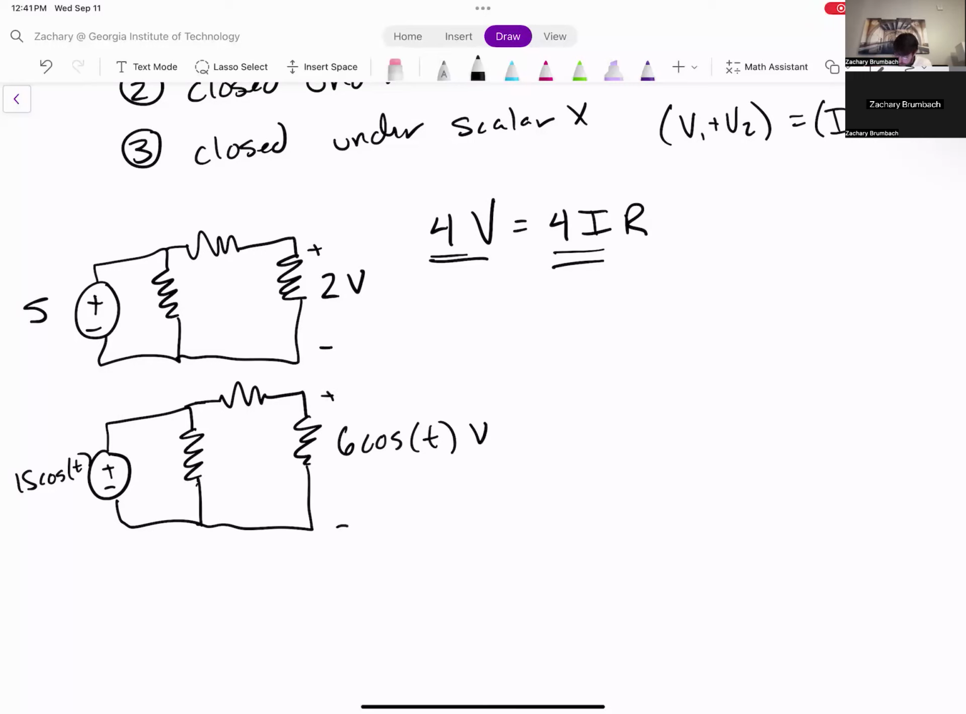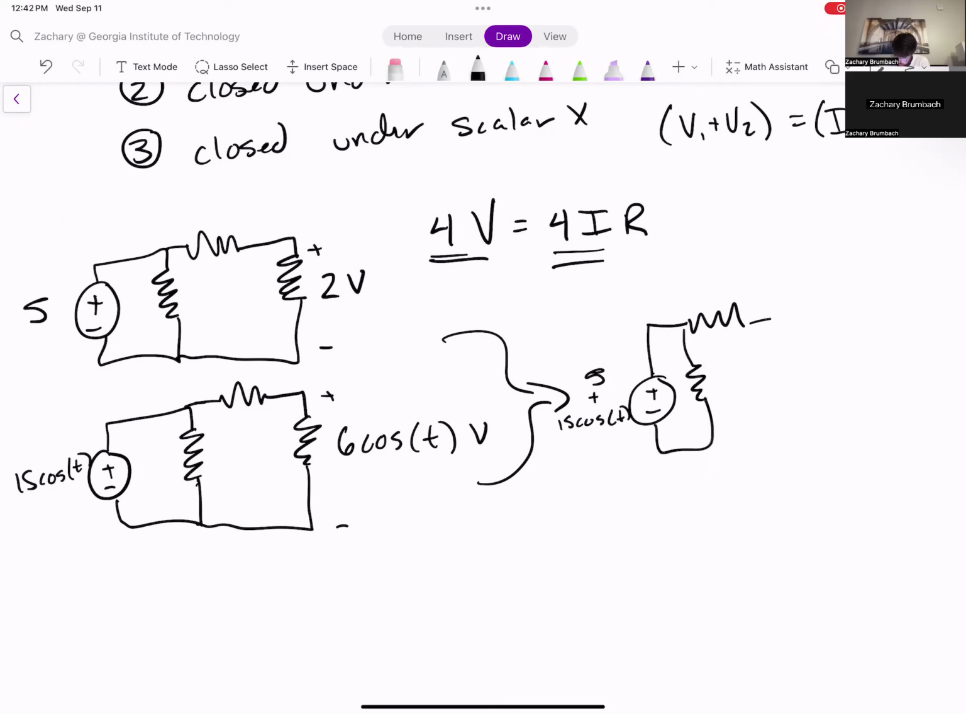Then if I superimpose, which is linearly adding these two things, and I had a voltage source that was 5 plus 15 cosine of t, and I have the exact same circuit, then I don't need to do any math with this new source. I just know it's two components, and I know that the voltage across this will be 2 plus 6 cosine of t. So this is what it means to superimpose.